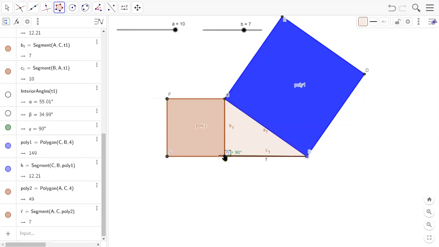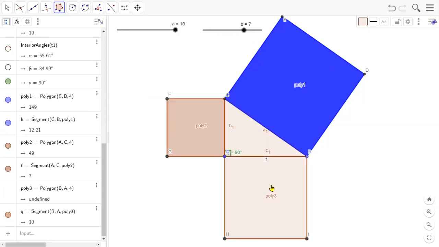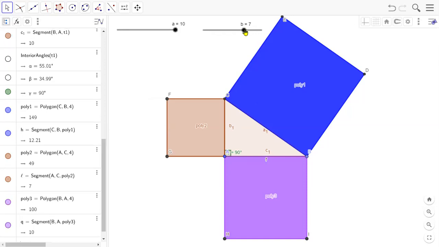Doing the same thing here. This poly 3 is the square formed by taking the base side of the triangle. We can use a different color for it. Let's use this color. Here we have created the three squares by taking the three sides of this right angle triangle, the hypotenuse and the two adjacent sides. Okay, and let me use this slider.